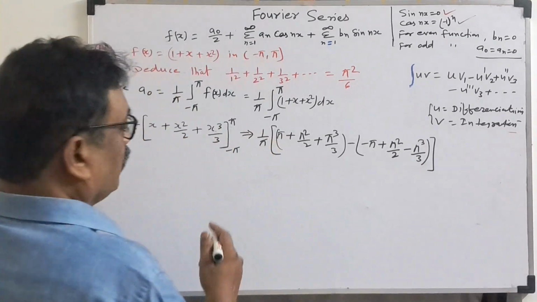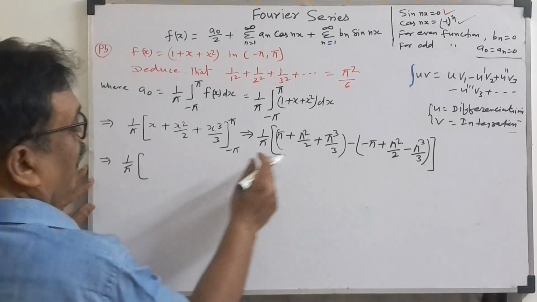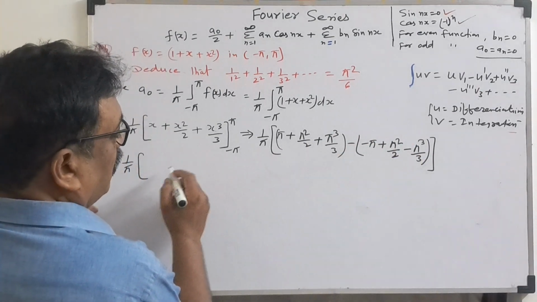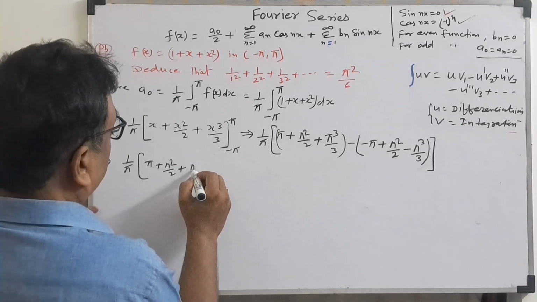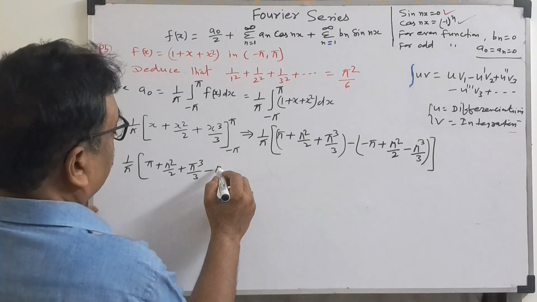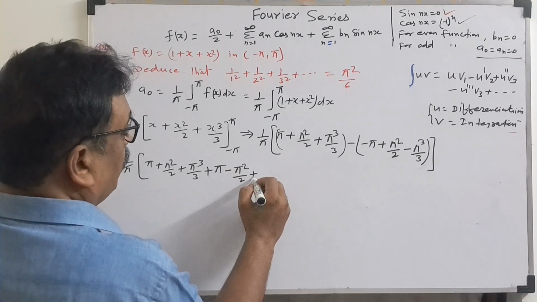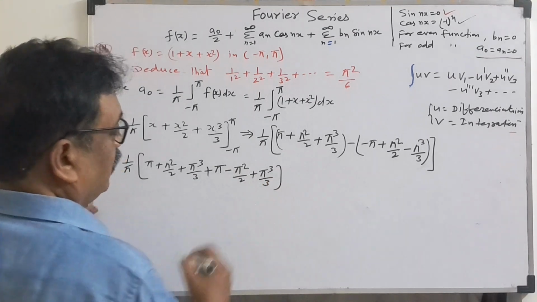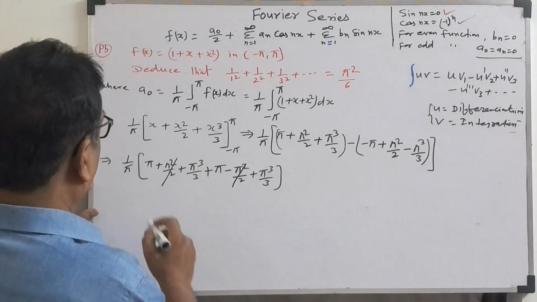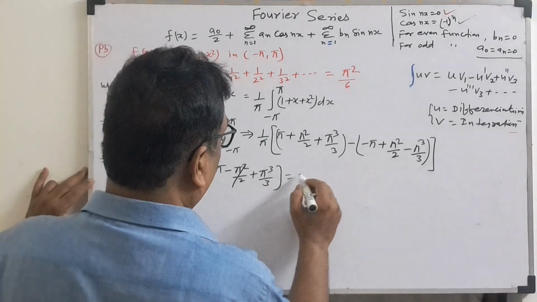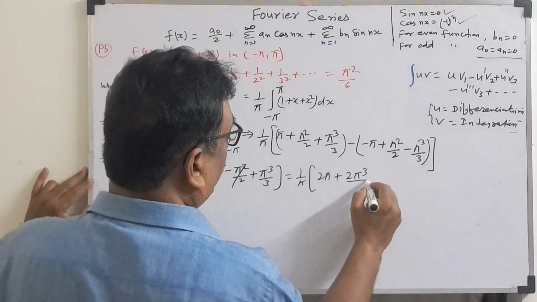Okay, now one step: you write 1 by pi, open the bracket, pi plus pi square by 2 plus pi cube by 3, minus minus pi plus pi square by 2 minus pi cube by 3. Now, is anything getting cancelled? Yes, the pi square term is getting cancelled. 2 pi, so 1 by pi times (2 pi plus 2 pi cube by 3) is coming.